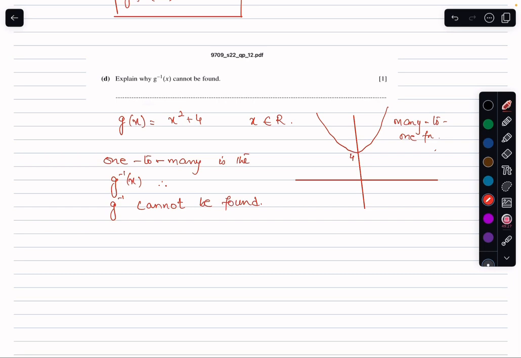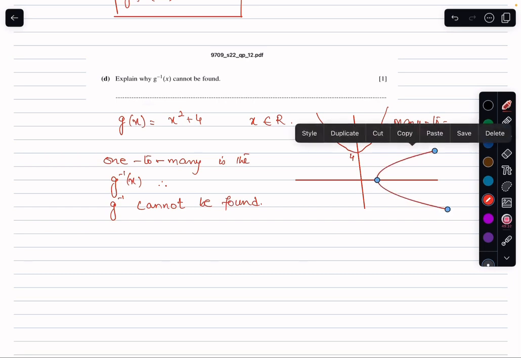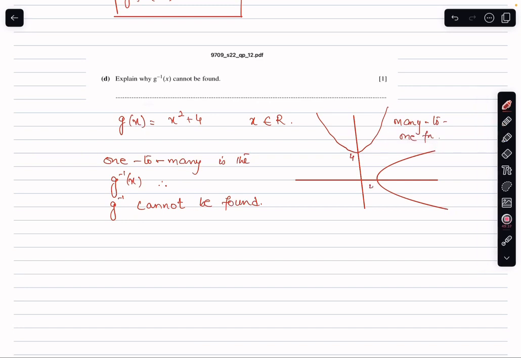So this is how the inverse function shall be. With this inverse function, with the x coordinate, the x-intercept as 4, it becomes a one-to-many function, and therefore for one-to-many functions we say that g inverse shall not be possible. So this is the reason for this question.